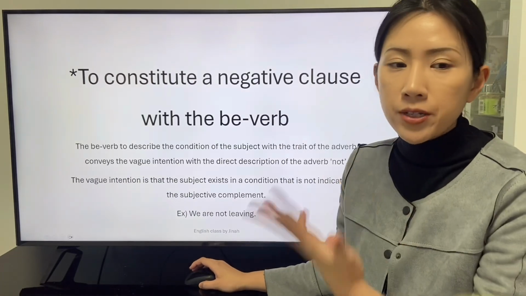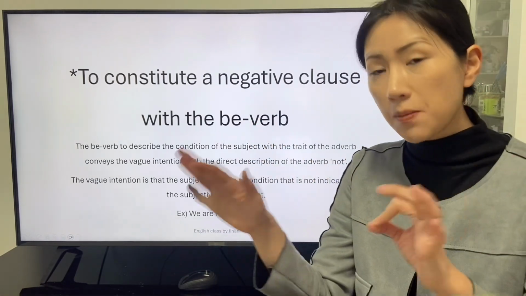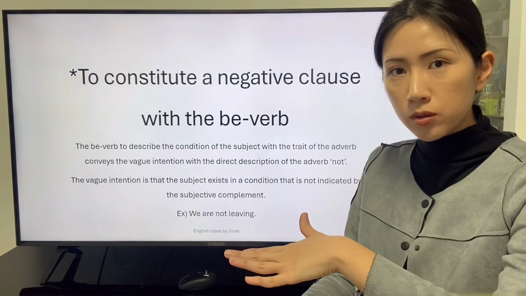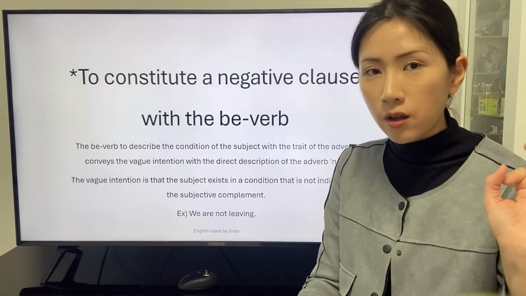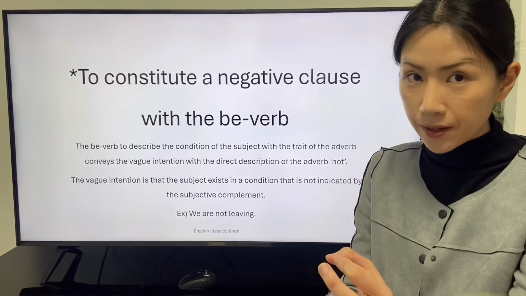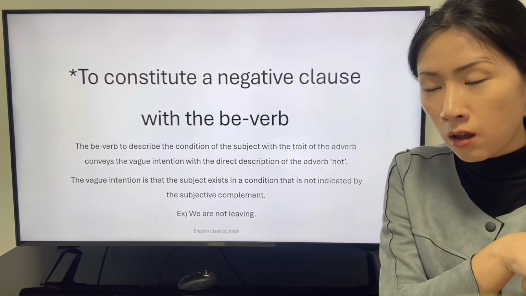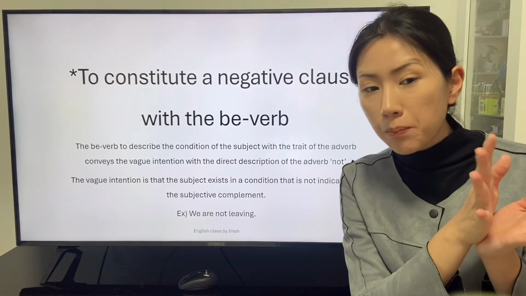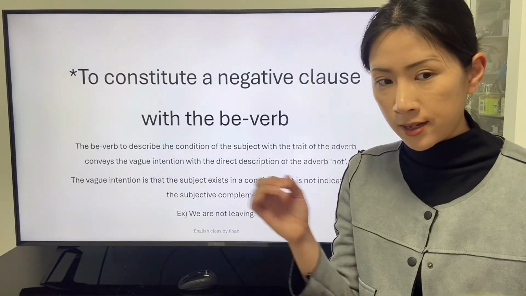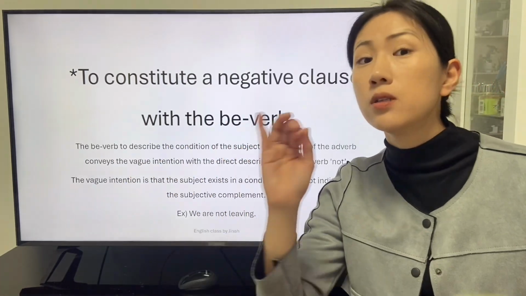There is an exemplary clause. We are not living. So, the existence of the subject indicated by the personal pronoun we is true. The condition of the subject is described indirectly by the subjective complement living, because the present participle living has the trait of an adverb, and the condition is except the condition indicated by the present participle living.